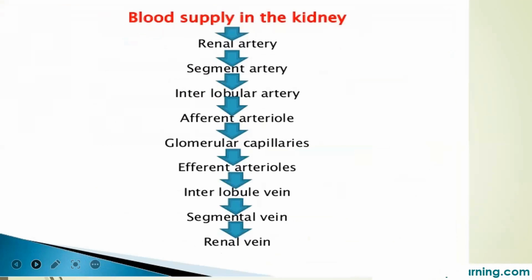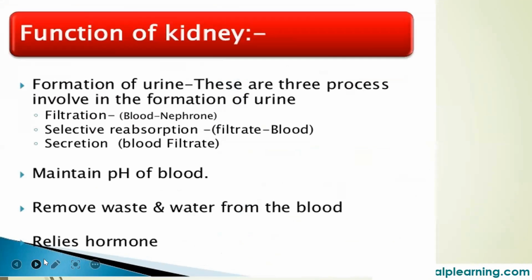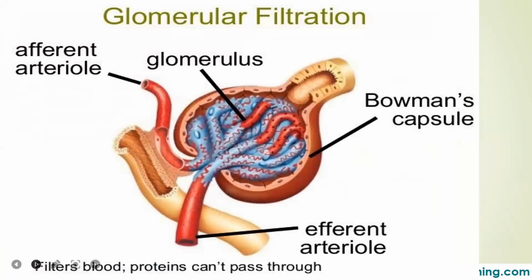Next, blood supply in the kidney. The main thing here is glomerular filtration. Here the afferent arteriole will be there, which brings the blood to the glomerulus. The glomerulus is made up of a network of capillaries and covered with a Bowman's capsule. And this is the efferent arteriole.